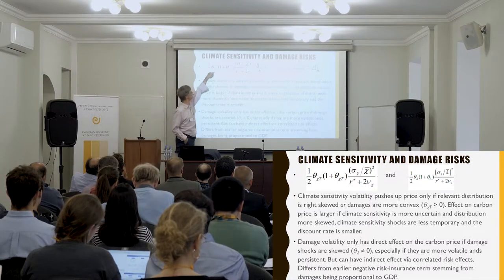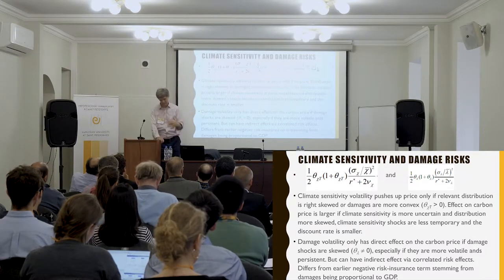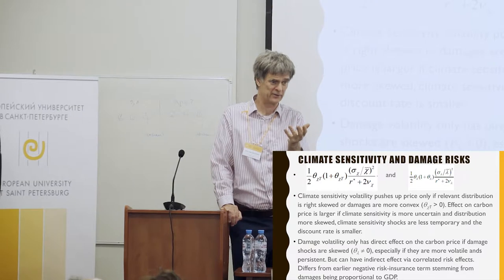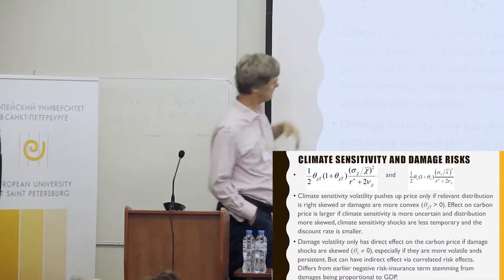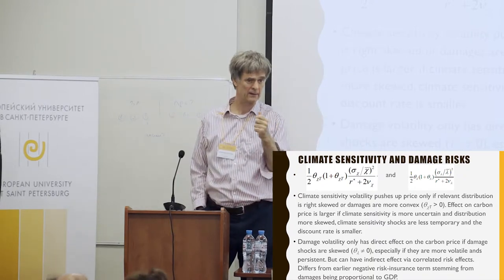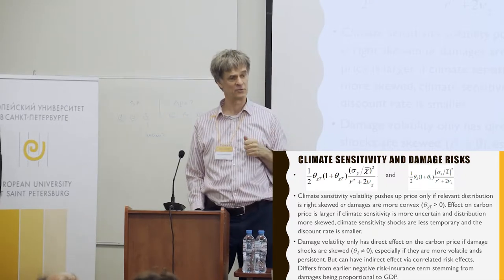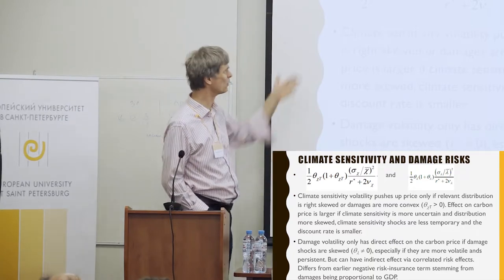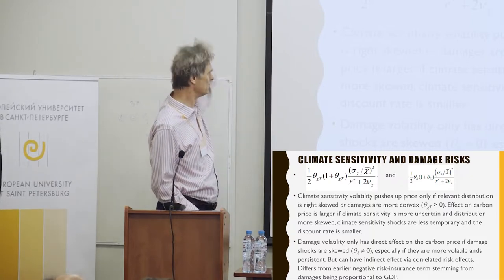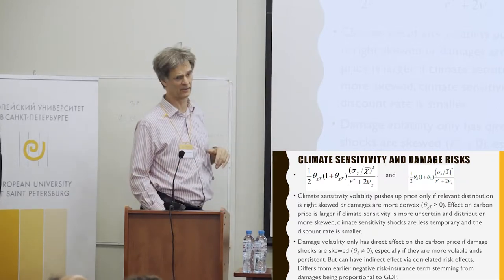So if this parameter here is only positive if damages are convex, for example quadratic, but if they were linear, or if the distribution is skewed. Another way of putting it is that you increase the price much more the more convex damages are, as Weitzman and Stern do, and the more skewed this distribution is. So if you don't have a skewed temperature distribution, you're ignoring the many kick-on effects on the price of carbon. And it also matters if the climate sensitivity shocks are less temporary and the discount rate is smaller.